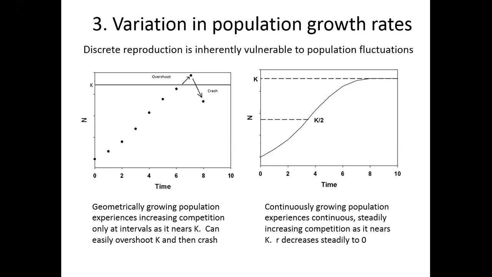Okay, so you overshot. And that's going to cause then a die-off, which will then cause a crash. So discretely reproducing populations are inherently vulnerable to this. And depending on how big the population growth rate actually is, depending on the size of lambda, that will tell you how big the overshoot is going to be and how big the following crash is going to be. The bigger the value of lambda, the bigger the overshoot and the bigger the crash. And that has consequences.